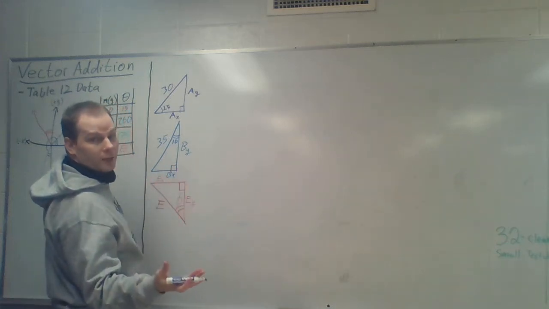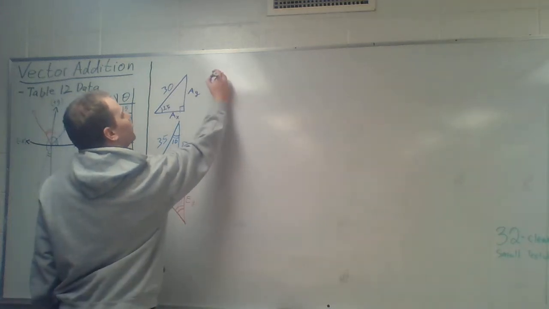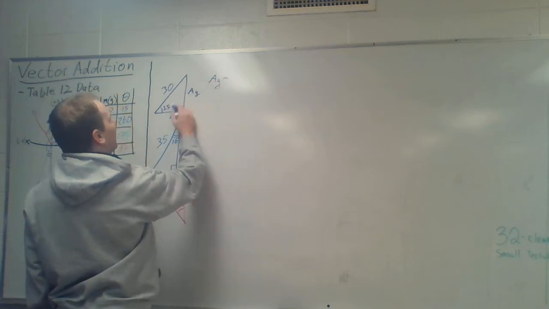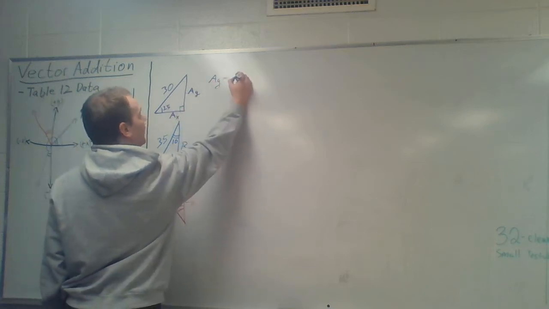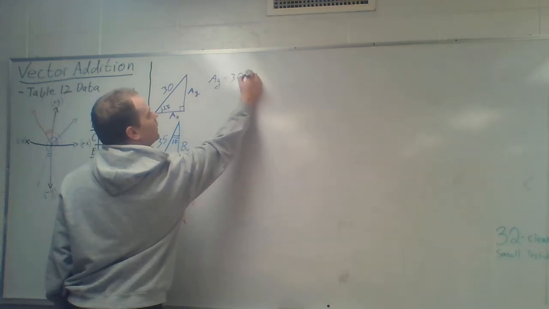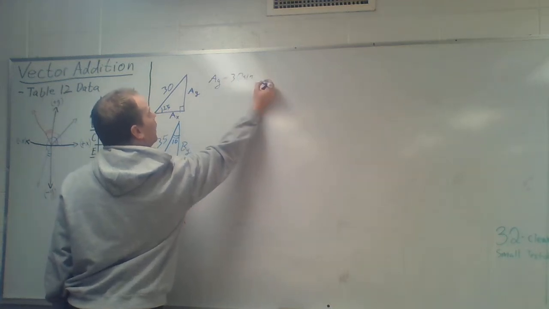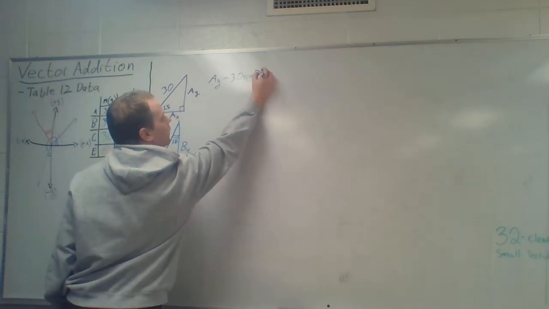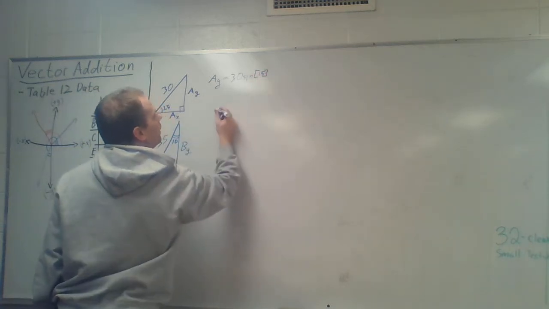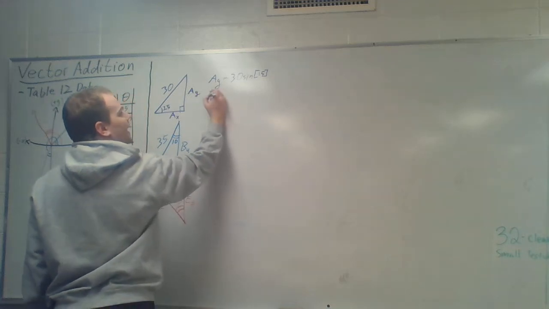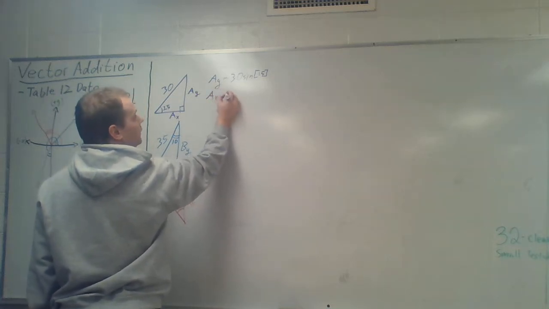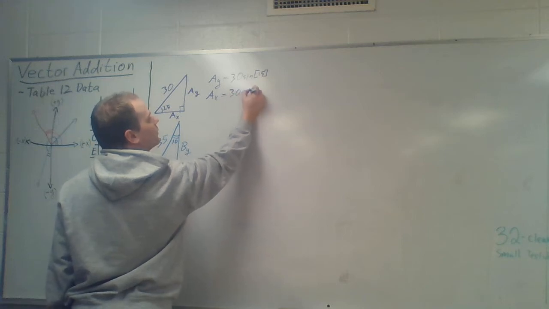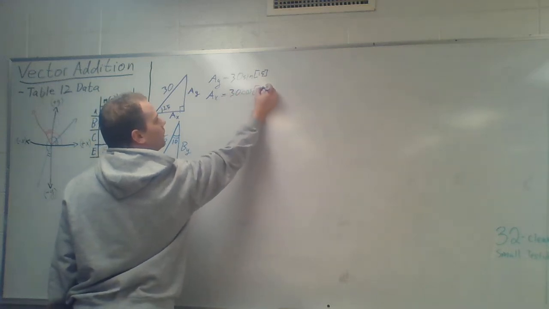Or at least we're going to write out the equations for them. So ay has to be equal to, it is opposite, so it's going to be sine. So 30 sine of the known angle 15. And then ax is the same except cosine. So 30 cosine of 15.